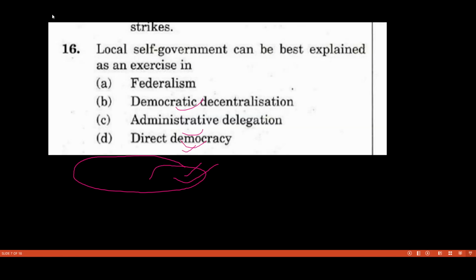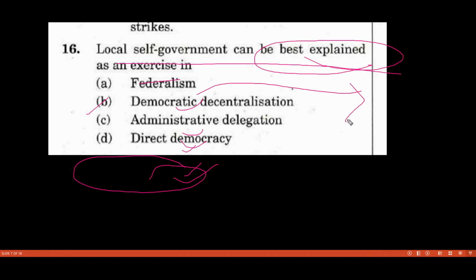Now again, see this question. Local self-government can be best explained as an exercise. There was a lot of fight in different forums and in some answer keys that year. Some coaching centers also gave the example of federalism instead of democratic decentralization. But it is not that way. The answer is democratic decentralization only, because it says it can be best explained as.